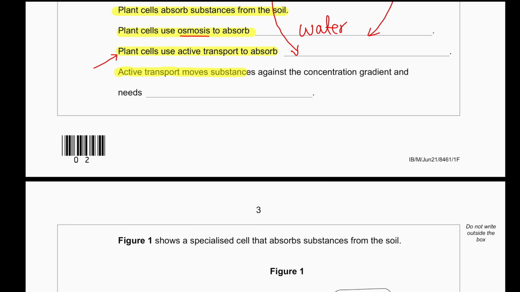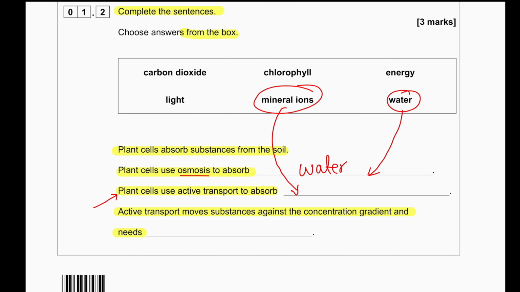Active transport moves substances against the concentration gradient and needs energy, since it does work, like going uphill. Active transport is like going uphill, and if we were to go uphill, we would need energy. So active transport requires a lot of energy from respiration.